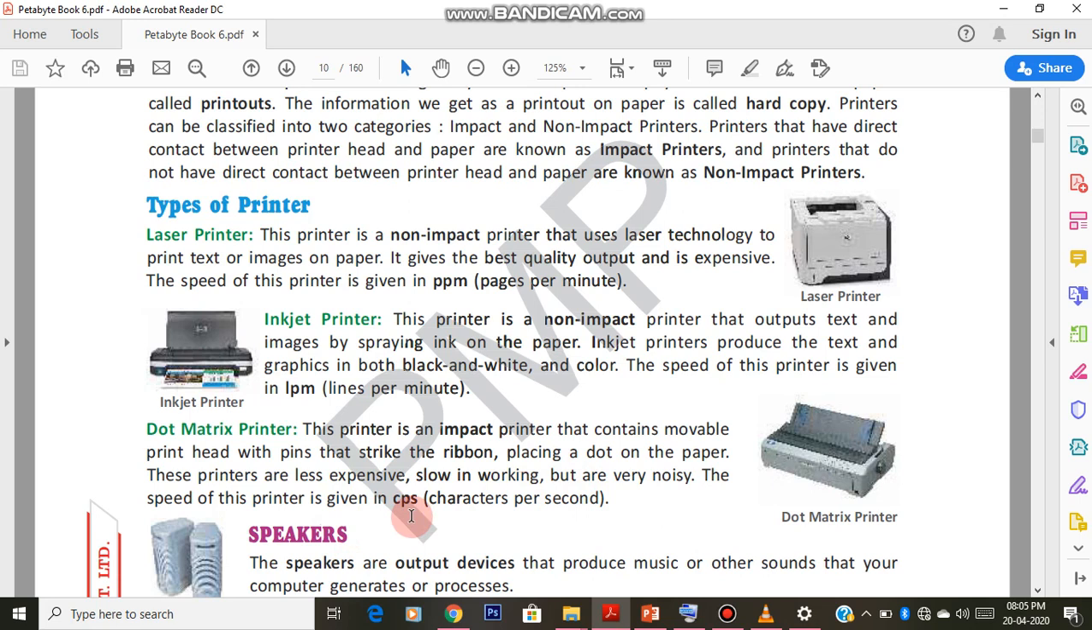CPS stands for characters per second, and in an inkjet printer speed is counted using LPM. LPM stands for lines per minute, and laser printer speed is counted in terms of PPM. PPM stands for pages per minute. So these are different types of printers. Laser printers and inkjet printers are examples of non-impact printers, and dot matrix is the example of an impact printer. Okay, which is the fastest printer?